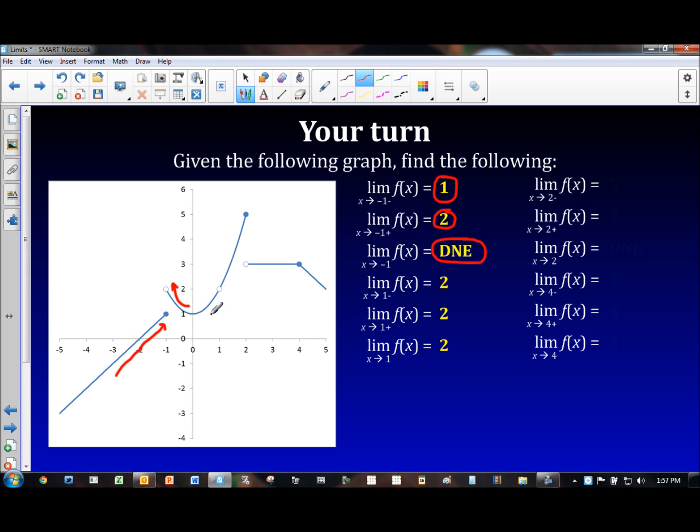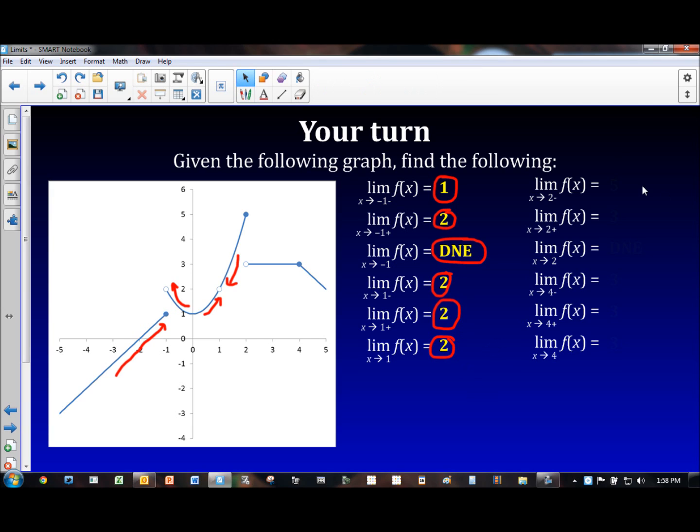Looking at what happens as x approaches +1, here's x equals +1. As I approach x equals +1 from the left, I get close to a y value of 2. As I approach x equals +1 from the right, I get a y value of +2, or I'm getting closer to a y value of +2. Those numbers do match, so my limit is +2.